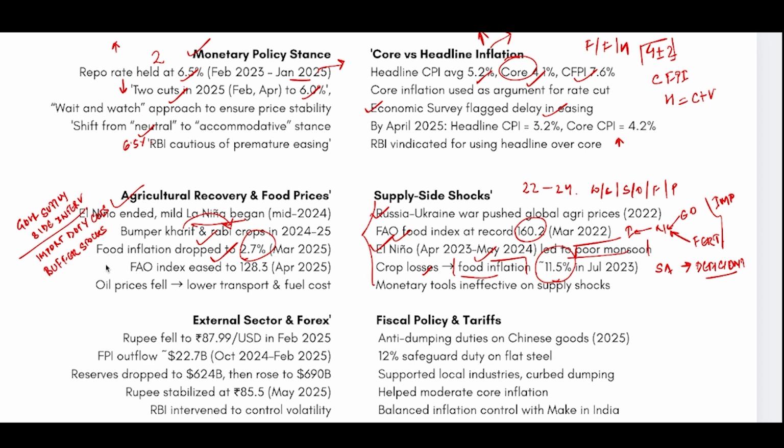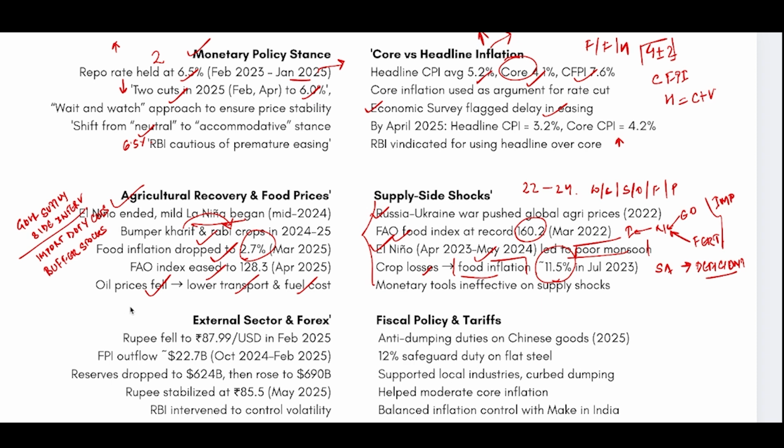At the same time, global factors also turned favorable. International commodity prices for food had eased, and crucially, crude oil prices declined, which meant lower transport and fuel cost. In fact, the FAO Food Price Index in April 2025 was 128, far below its wartime peak of 162.